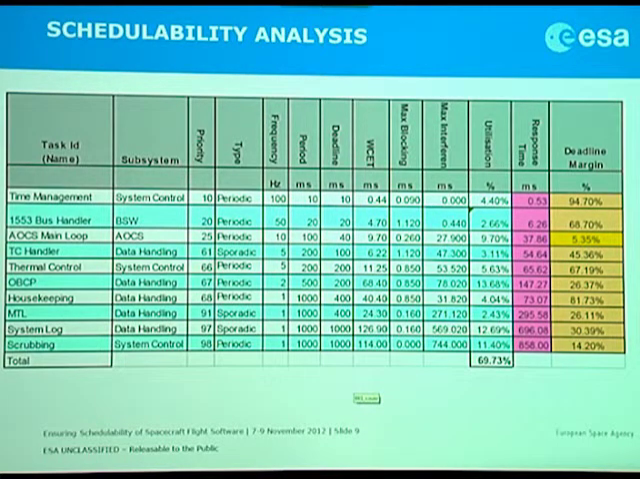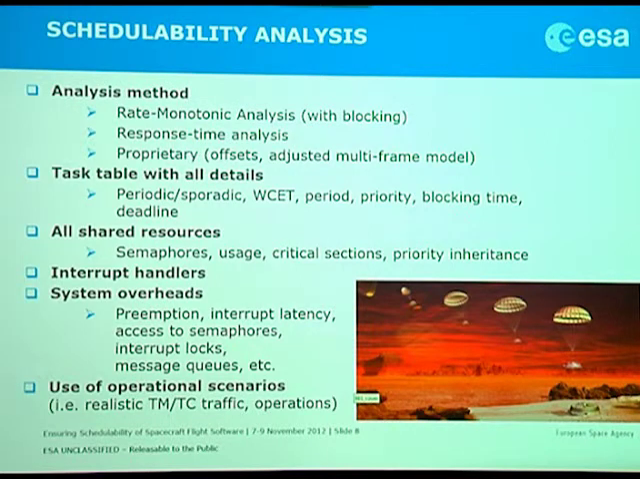This is an example of such a table with all tasks listed and their properties such as frequency, deadline, worst case execution time, blocking, utilization, that means how much of the processor time they use, and possibly response time if the method is response time analysis. So all the resources are taken into account, or interrupt handlers, or all system overheads, such as preemption latency, interrupt latency, and these kinds of things.